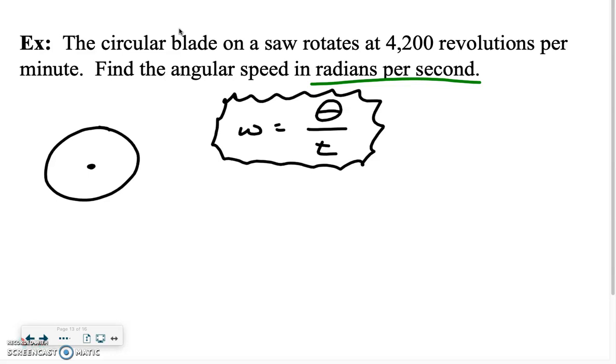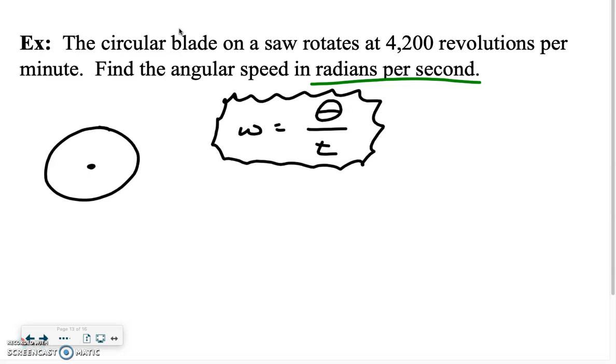So what we're saying is that circular blade on that saw is going to rotate 4,200 revolutions per minute, meaning it's not like the second hand on the clock, which makes one trip around the circle in a minute. This one's going to rotate around 4,200 times in a minute. So obviously a much faster pace here. Our job is to find the angular speed. If we wanted to find the linear speed, we could do that too, but we want to find the angular speed.